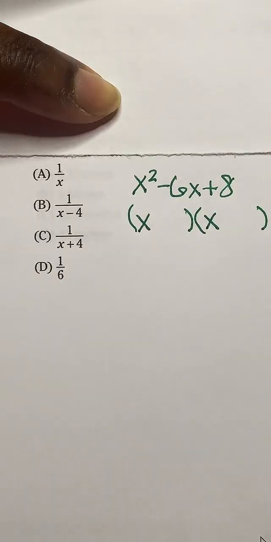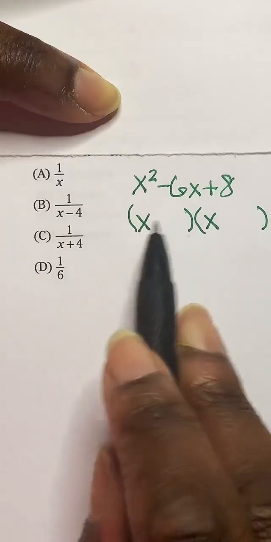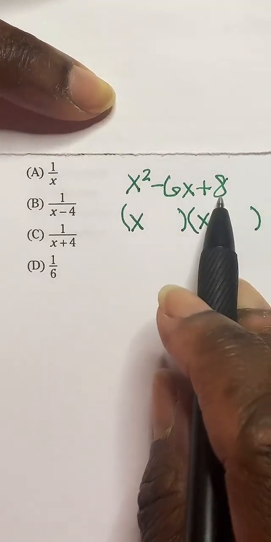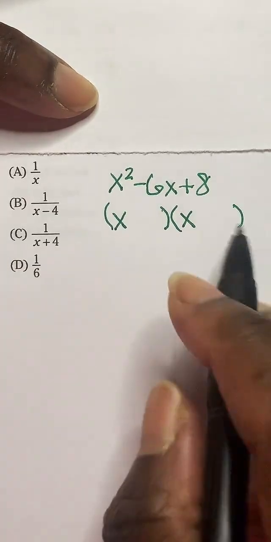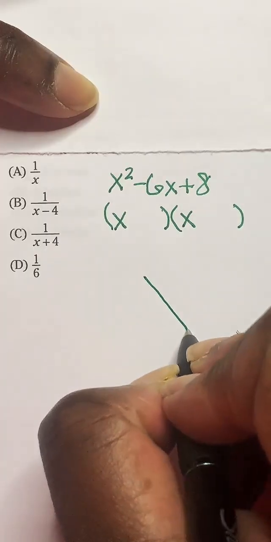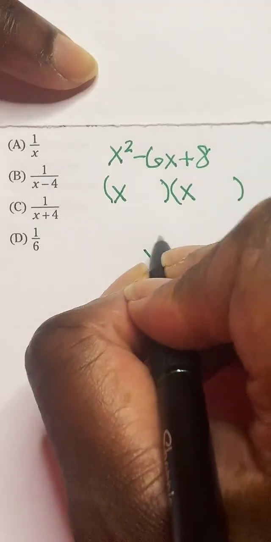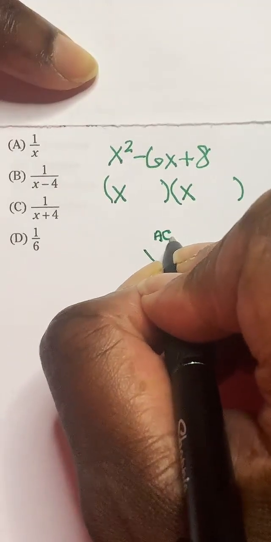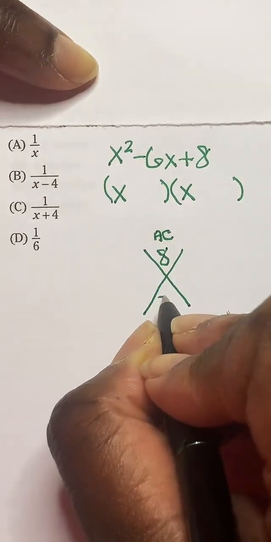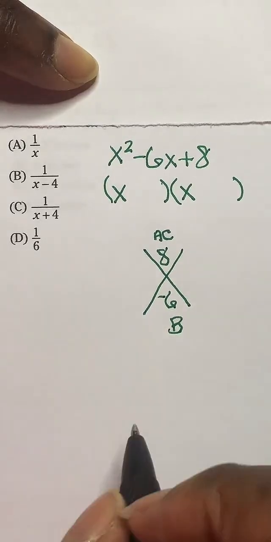We got an x on one side and an x on the other to represent my x squared, because x times x gives me x squared. So now I'm shooting all the way down to the 8 and the -6. I like to draw a little cross. I put my AC, or my 8, up top. I put my -6, which is my B in the standard form, down below.